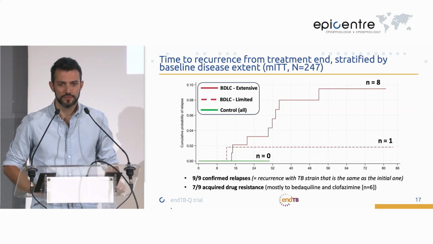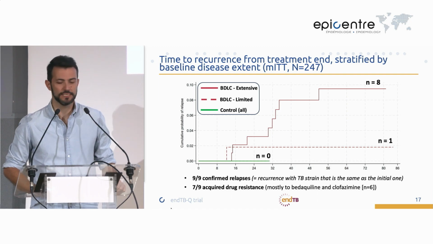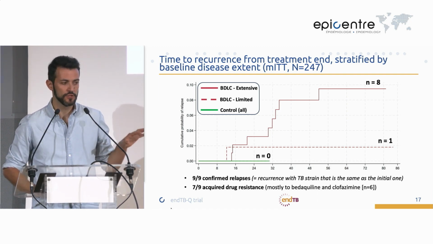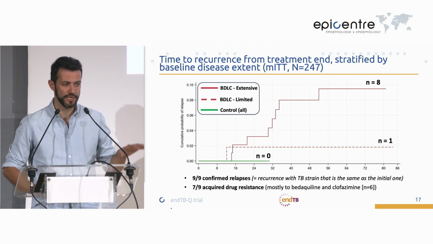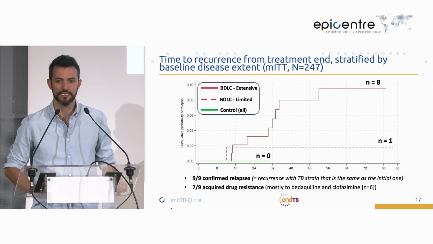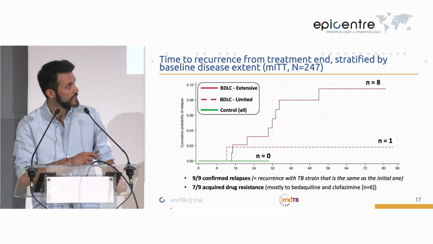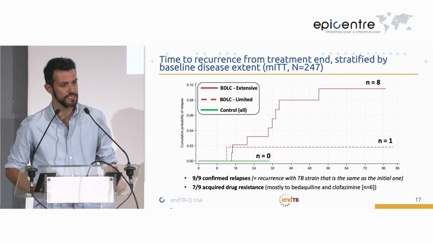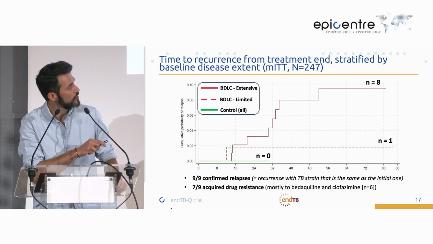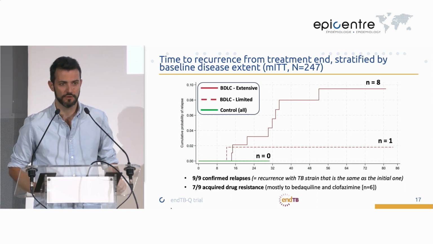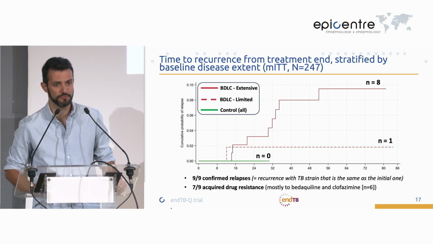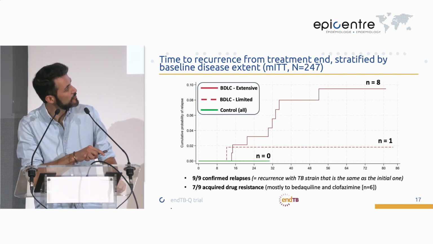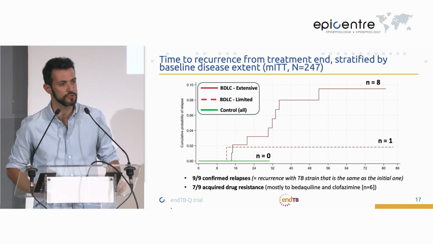And the last element of our analysis of the efficacy results is looking at recurrences. So this is a Kaplan-Meier curve showing time to recurrence after the end of treatment in each arm, which is stratified by arm and by baseline disease extent. You can see, first of all, in green, here below, the control arm, where there were no recurrences. It's important to note that the follow-up time in the control arm was around 6 months, so much smaller than in the experimental regimen, where the follow-up was much longer, almost 1.5 years.